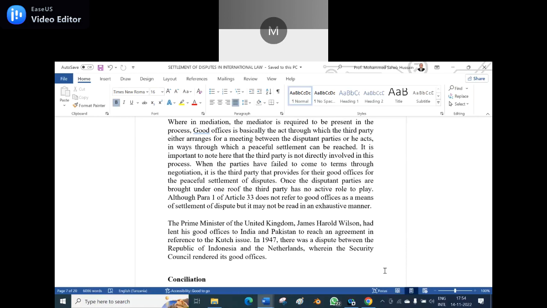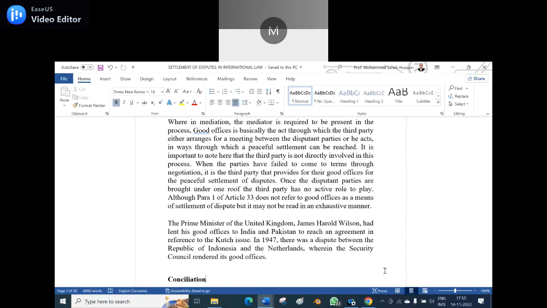The Prime Minister of the United Kingdom, James Harold Wilson, at the time lent his good offices to India and Pakistan to reach an agreement in reference to the Kutch issue. There is a place in Kutch, I believe near Rajasthan, and it touches Goa also. So the Kutch issue is there, and good offices were made by the Prime Minister, Harold Wilson, in London.